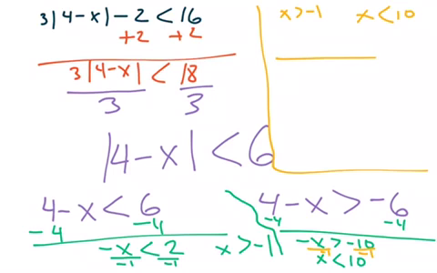I'm going to graph it. I want to see what it looks like. So here's negative 1, here's 10. We are saying here that x is greater than negative 1, but it's also less than 10.